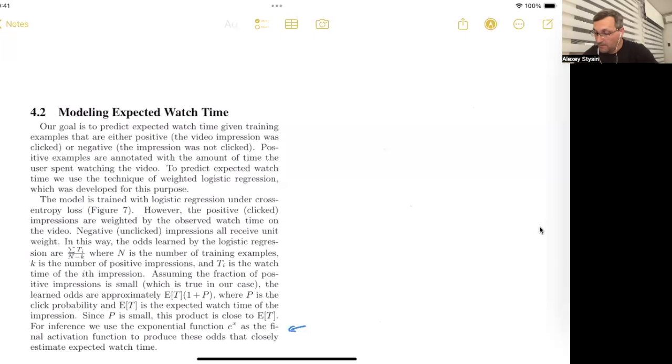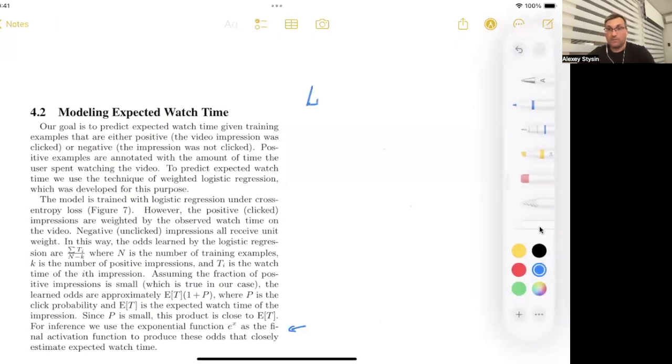Let's keep going. The model is trained with logistic regression under the cross entropy loss. So what is that? Well, basically, this is the most common binary classification loss. Let's assume that we have our labels, yi's, which are binary labels, zeros and ones. And if the label value is 1, we also have the watch time, which is ti. So the watch time is maybe measured in seconds.